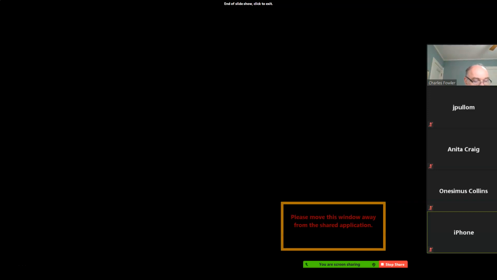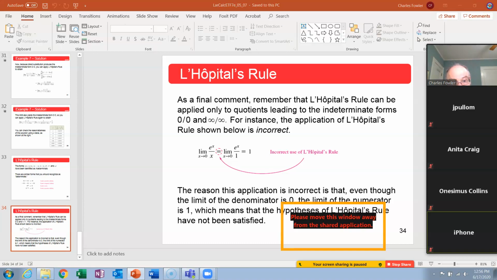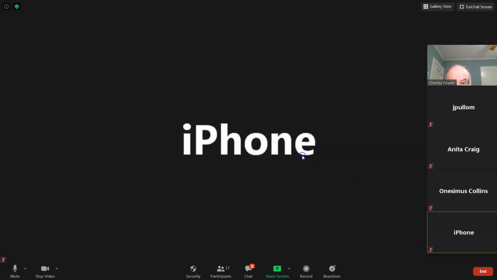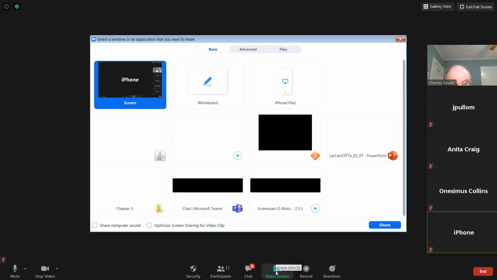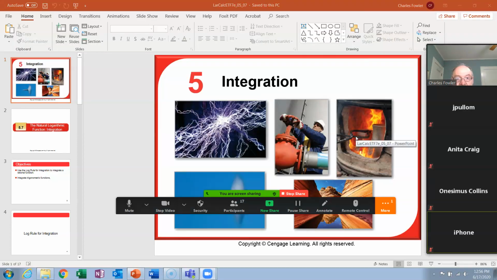Okay. Now, let's move on to, let's end 5.6. Any questions on 5.6 before I close out the PowerPoint? Okay. Now my screen sharing stopped, but I'm going to pick up 5.7, which is right here.